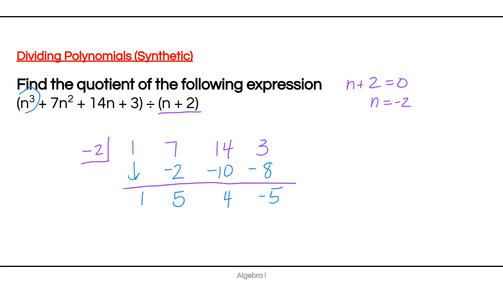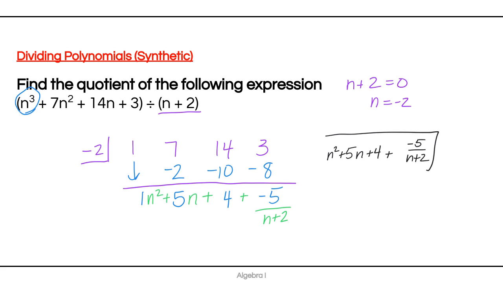So if our original dividend was n cubed, now we're going to have n squared. So then that's going to be 1 n squared plus 5n plus 4. And this time we have a remainder, so that's going to be plus negative 5 over n plus 2. So when I write that out, that's going to look like n squared plus 5n plus 4 plus negative 5 over n plus 2.